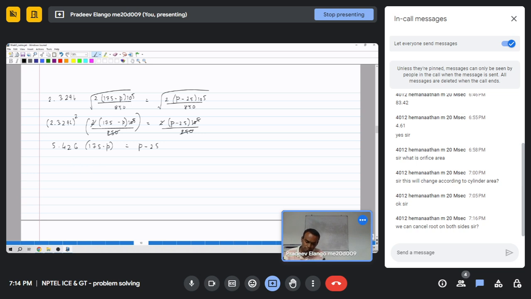Now this is 5.426 into 175 minus 5.426P, plus 25 is equal to P. Here the P coefficient will be 1 plus 5.426, so that will be 6.426P. So P is 5.426 into 175 plus 25, divided by 6.426.